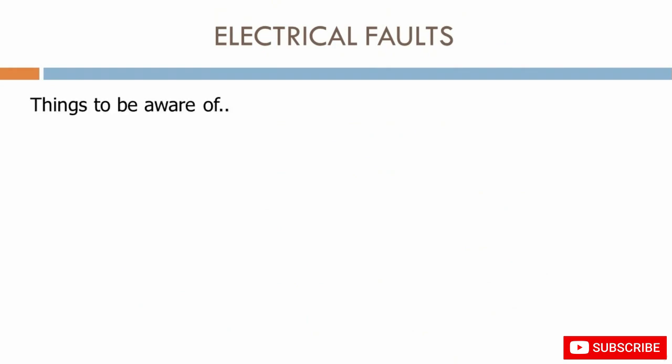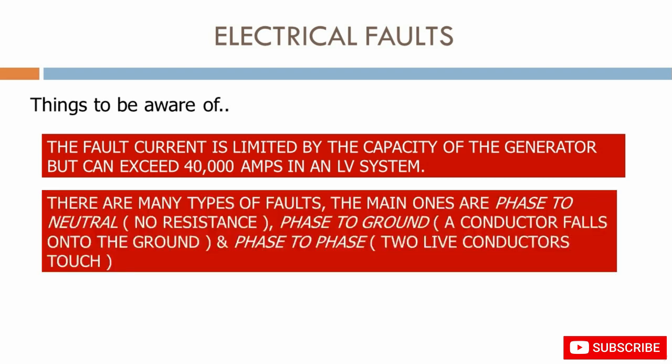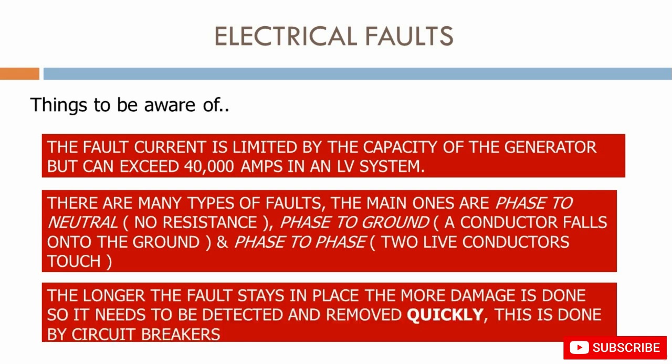Things to be aware of. The fault current is limited by the capacity of the generator, but can exceed 40,000 amps in an LV system. There are many types of fault. The main ones are phase to neutral, with no resistance, phase to ground, a conductor falls onto the ground, and phase to phase, where two live conductors touch. The longer the fault stays in place, the more damage is done, so it needs to be detected and removed quickly. This is done by circuit breakers.